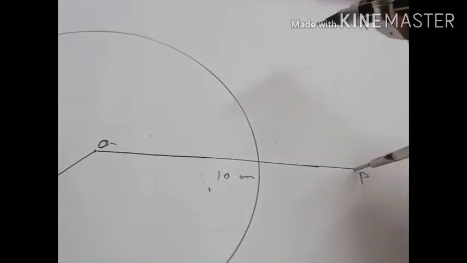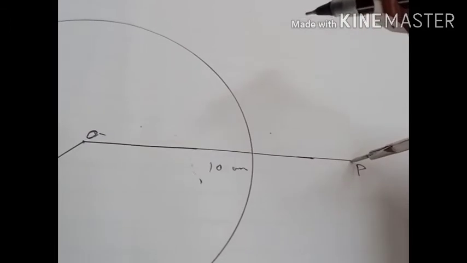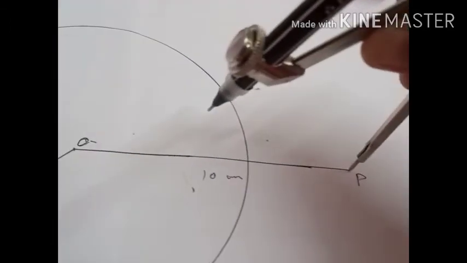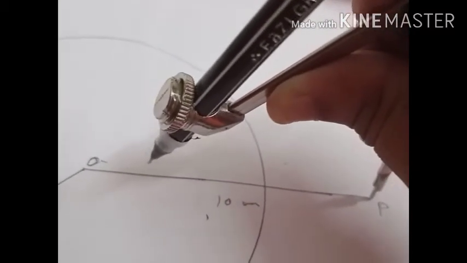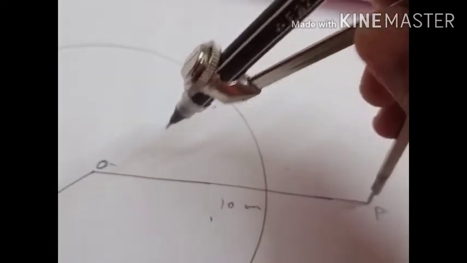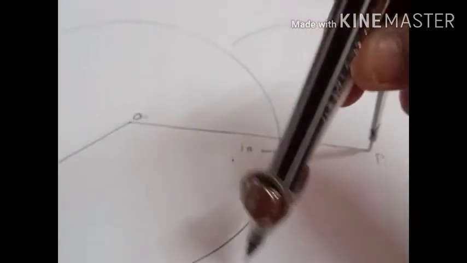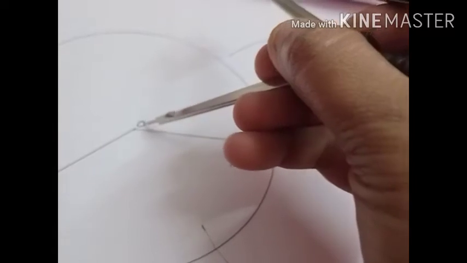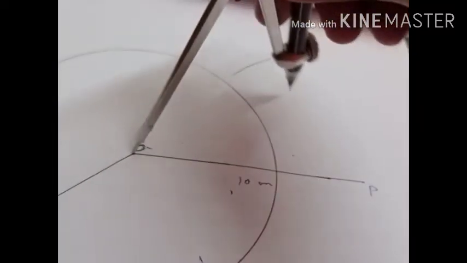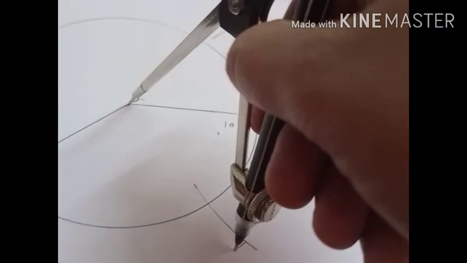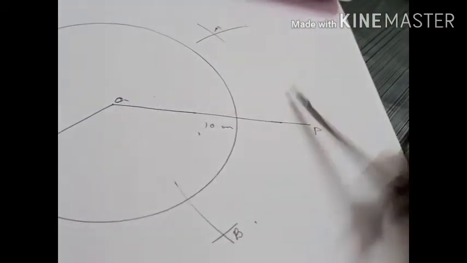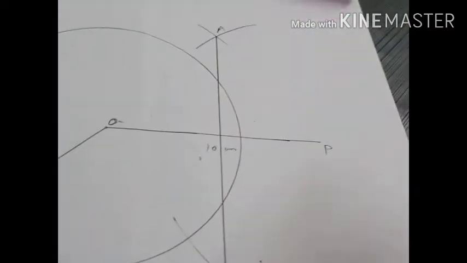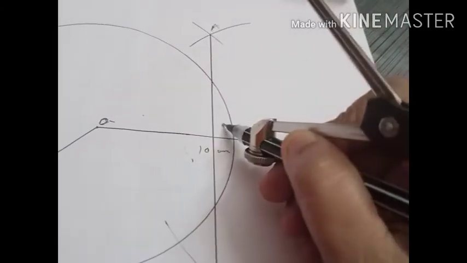Put the compass at any endpoint, O or P. Then we have to take 3/4 of the distance of OP. That means more than half of the distance. Just take it approximately. Then draw the arc from P up and down. With the same measure, we draw the arc up and down from O also. Then we have to join these two intersecting points, A and B. Just join that using a ruler. Now we get the midpoint of OP as C.